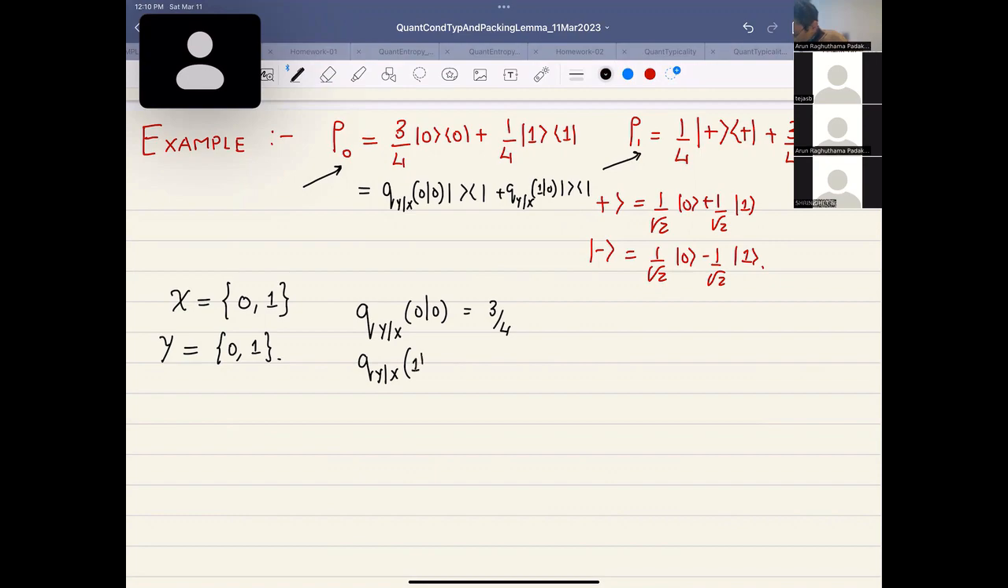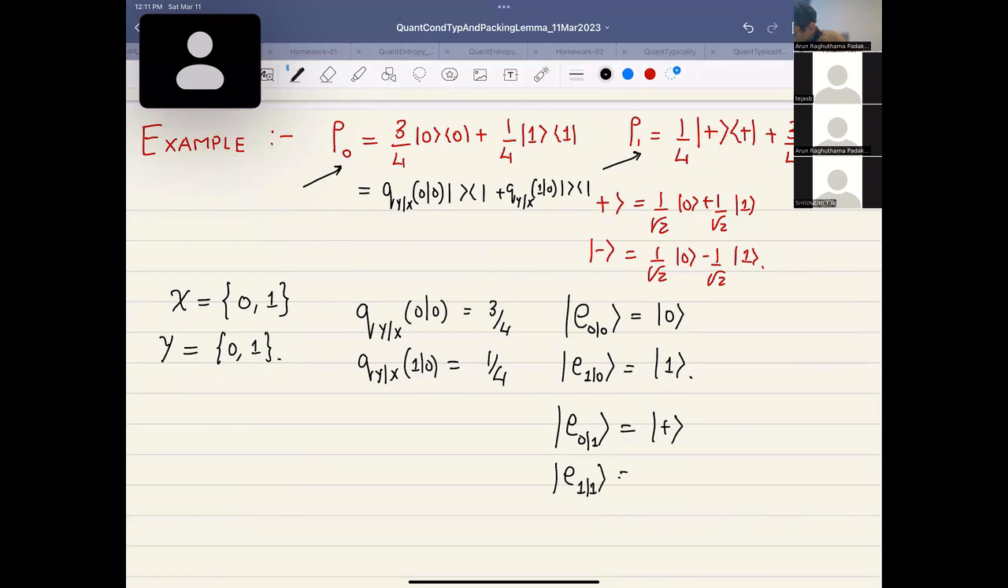So Q(1 given 0) is say 1 by 4. Okay, so E, what is E? E(0 given 0) is 0. E(1 given 0) is 1. E(0 given 1) is plus. E(1 given 1) is minus.